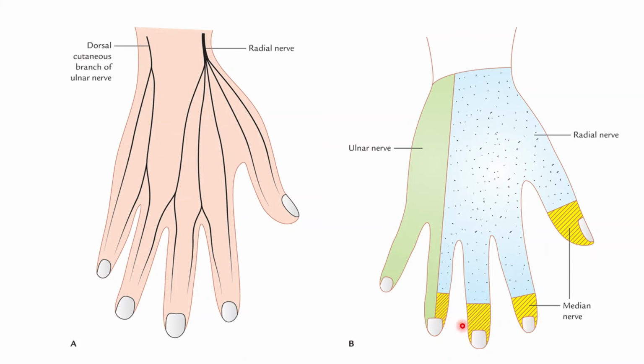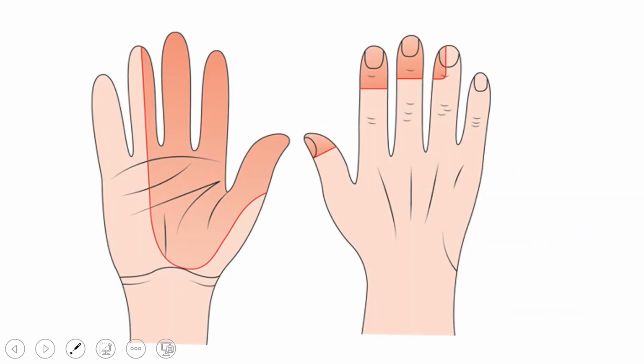So the area of the cutaneous sensation adjacent to the distal phalanx is the area supplied, giving the cutaneous sensation by the median nerve over the dorsum aspect of the hand. So this is about the distribution of the median nerve. This is again the picture showing the distribution of the median nerve.